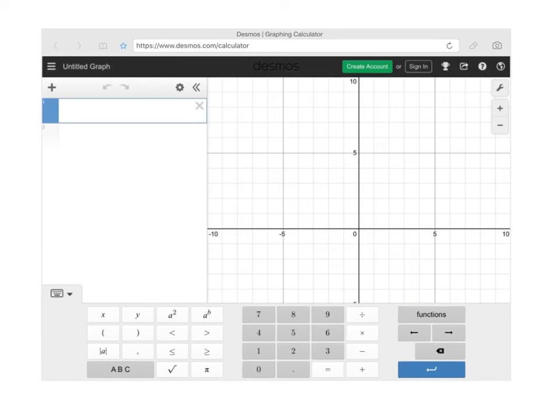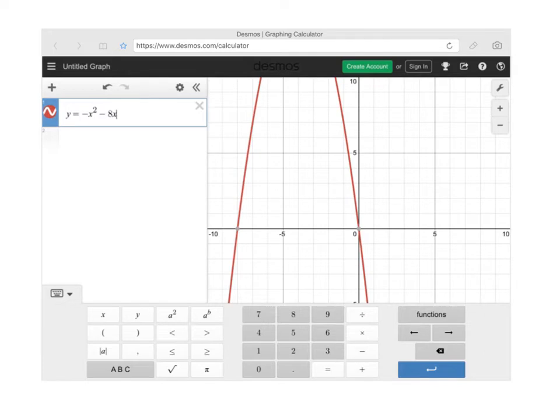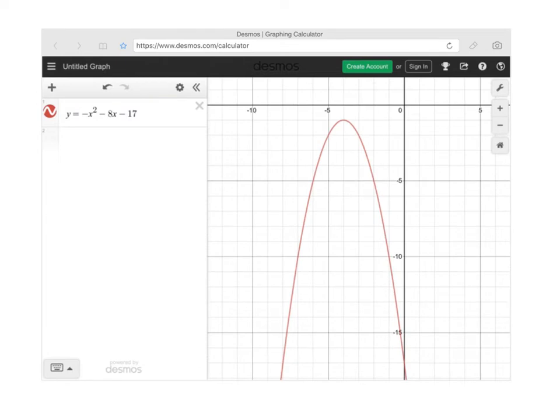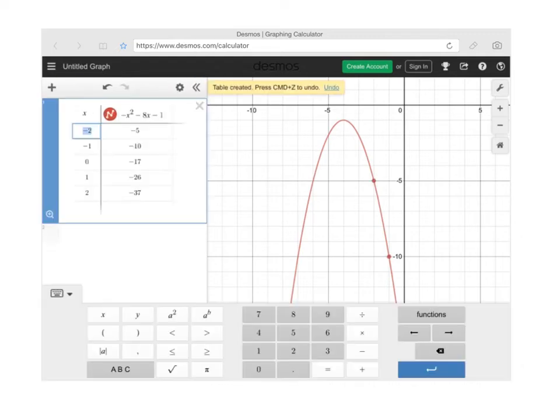So we're going to type in y equals -x² minus 8x minus 17. This is what it should look like when we're done. But right now we want to get the table. So remember to do that. We click the settings button and then we click table.